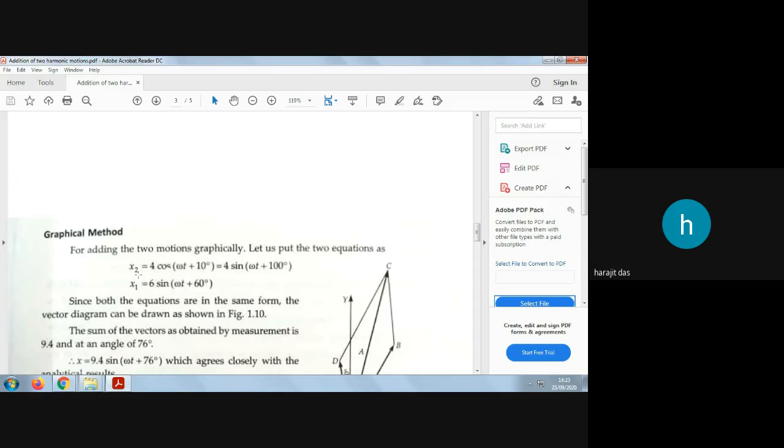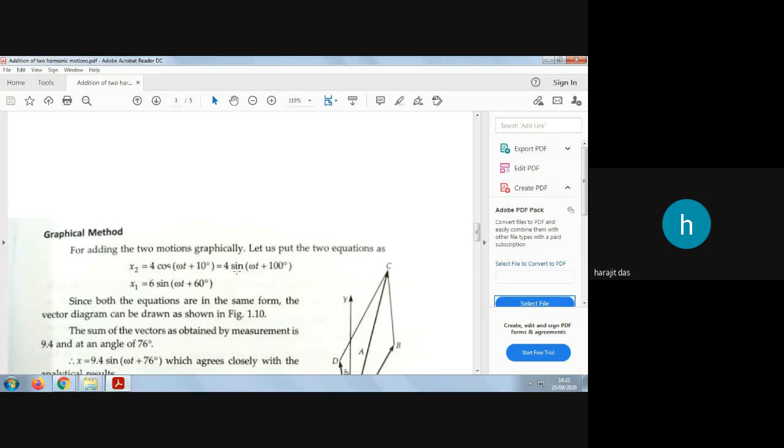Here it is taken as x2, no problem, because the angle is more. See, x1 was given as 4 cos omega t plus 10 degree. It was x1, but here it is taken as x2, no problem. It is also correct. Why it is considered x2, I will tell you later. So 4 cos omega t plus 10 degree is a cos function. To plot it graphically, it is easier if the two functions are of the same type. That's why we will convert this cos to sine.